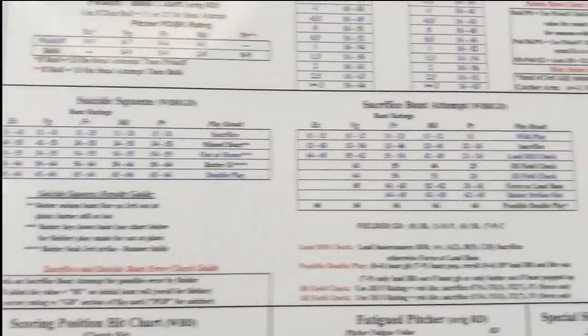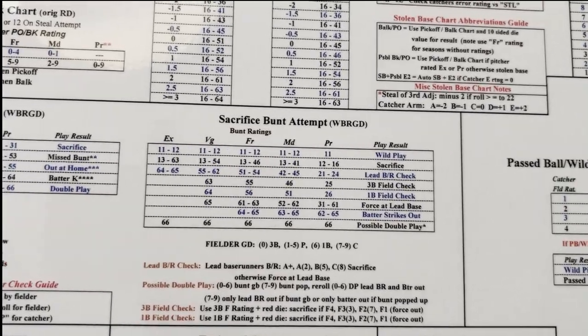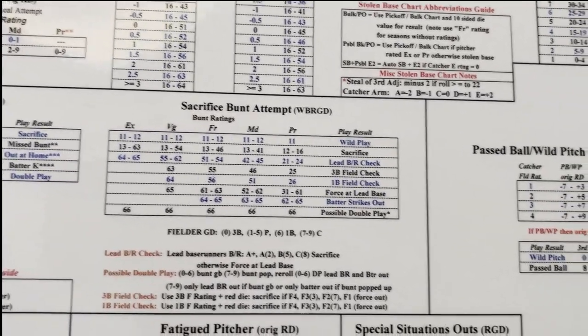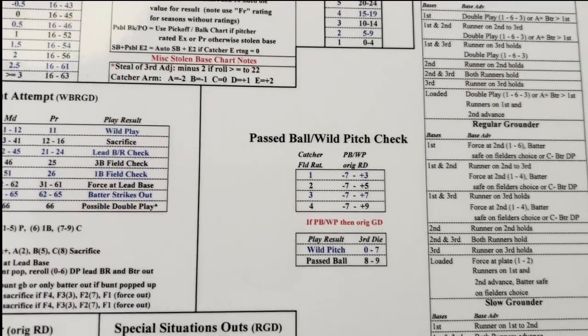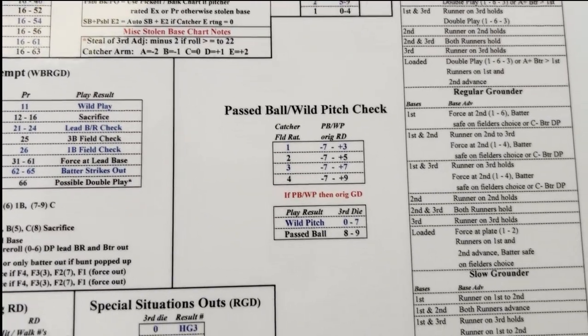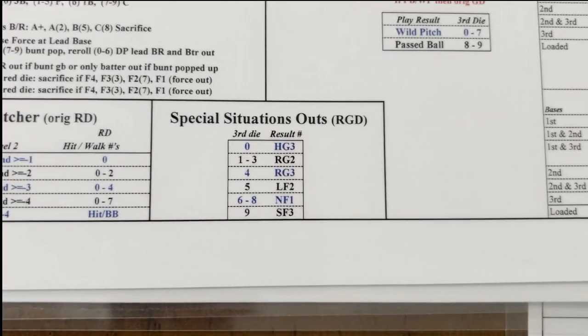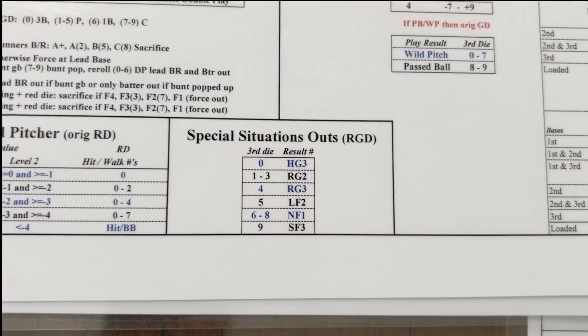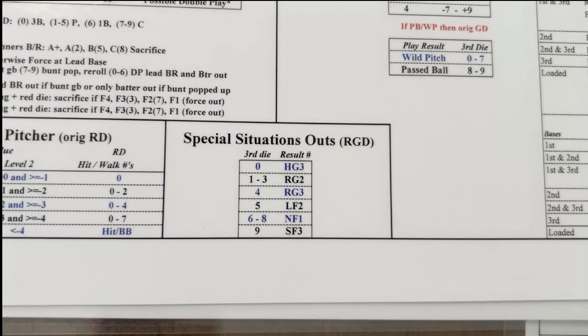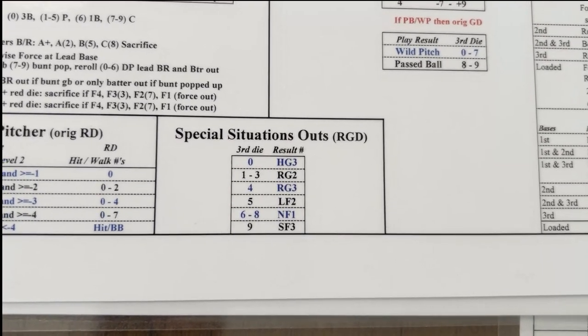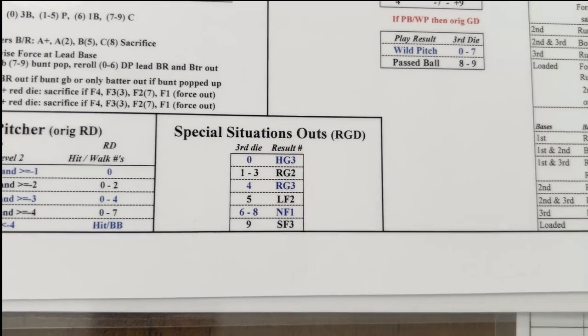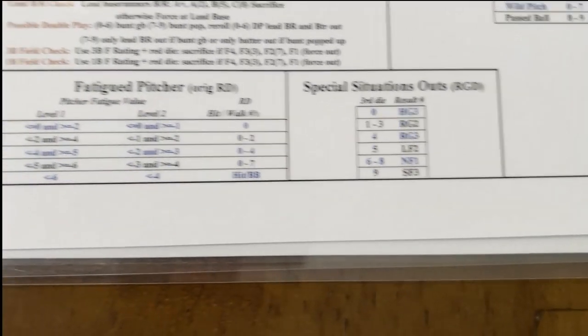Here's your squeeze play. Here's your sacrifice bunt chart. Those are relatively simple to use. Again, I'll demonstrate those. You've got a chart to check for wild pitches and passed balls. You've got a chart for special situation outs. I talked about where certain times a batter does poorly with runners in scoring position and it automatically turns a hit into an out. You'll use this chart for that.